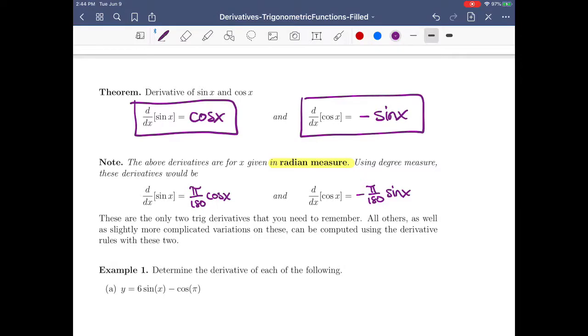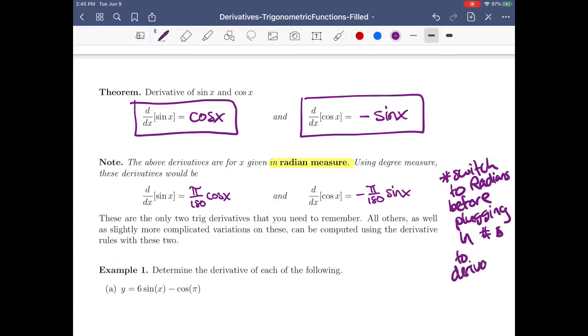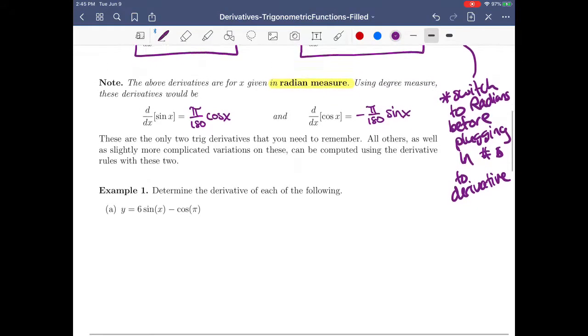If you have a degree, you want to switch to radians before plugging numbers into the derivative. Then we can use those derivatives instead of these more complicated ones. So let's do a couple of examples.